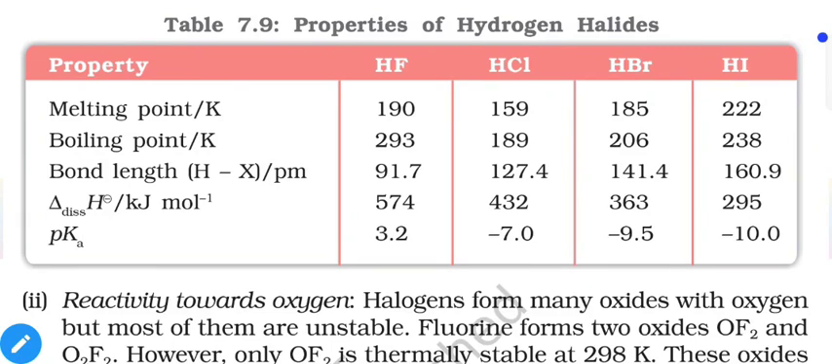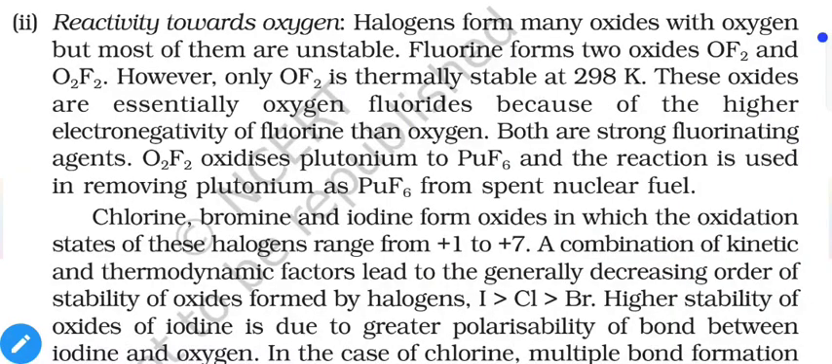Higher the value, less acidity; lower the value, more acidity. Now next point, reactivity towards the oxygen. Halogen forms many oxides with oxygen, but most of them are unstable. Fluorine forms two oxides, OF2 and O2F2, just like water molecule and hydrogen peroxide.